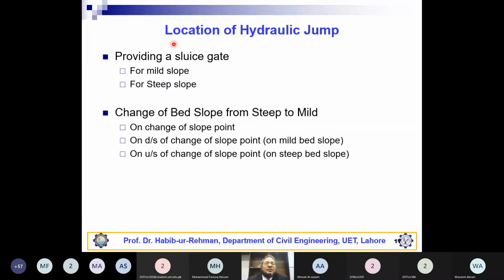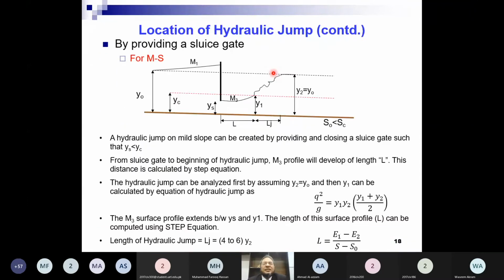Now first we want to discuss this one by providing a sluice gate. Now this topic is by providing a sluice gate on which bed slope. First we want to discuss for mild bed slope. Now this is the bed of a channel, and which is this bed? This is the mild bed slope. Mild bed slope means S0 is less than SC, the critical slope.